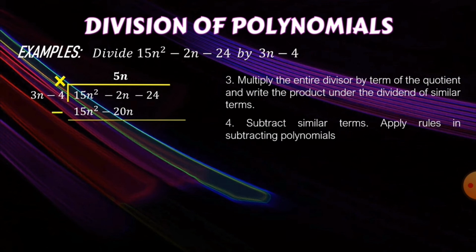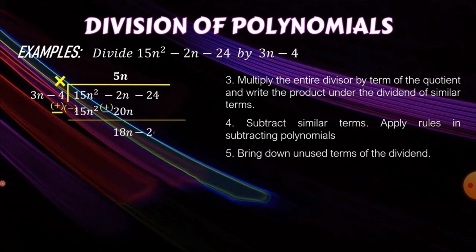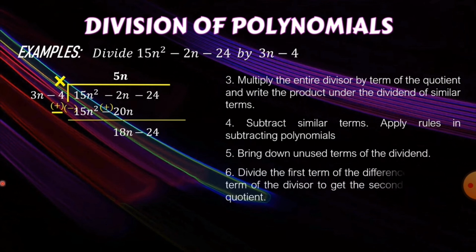Next step, remember, number 4, subtract the similar terms and apply the rules in subtracting polynomials. So when we change the sign, so si positive 15n squared, magiging negative. Si negative 20n magiging positive. So si 15 magiging 0. So cancelled na yan. Then this time, we will subtract kasi different sign na sila ngayon. So magiging 18n. Then, step 5, bring down unused terms of the dividend. Kaya si negative 24, binibring down natin.